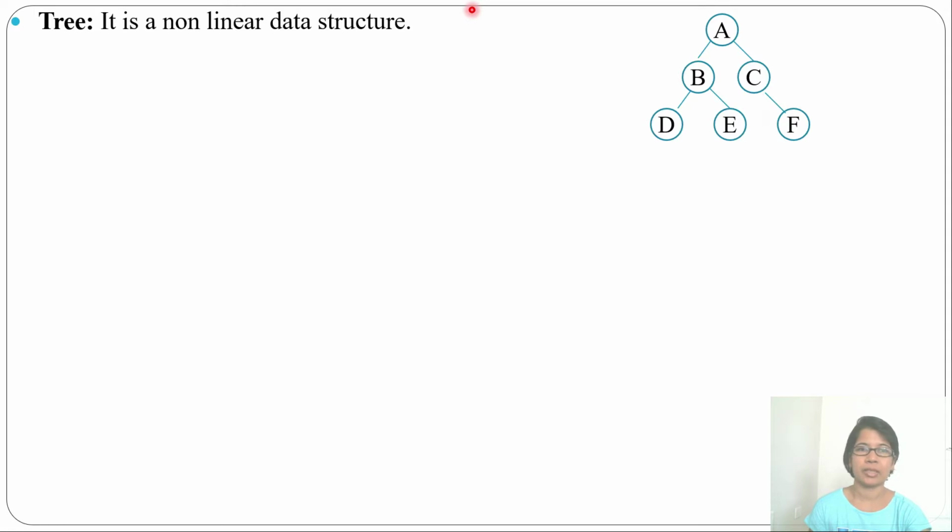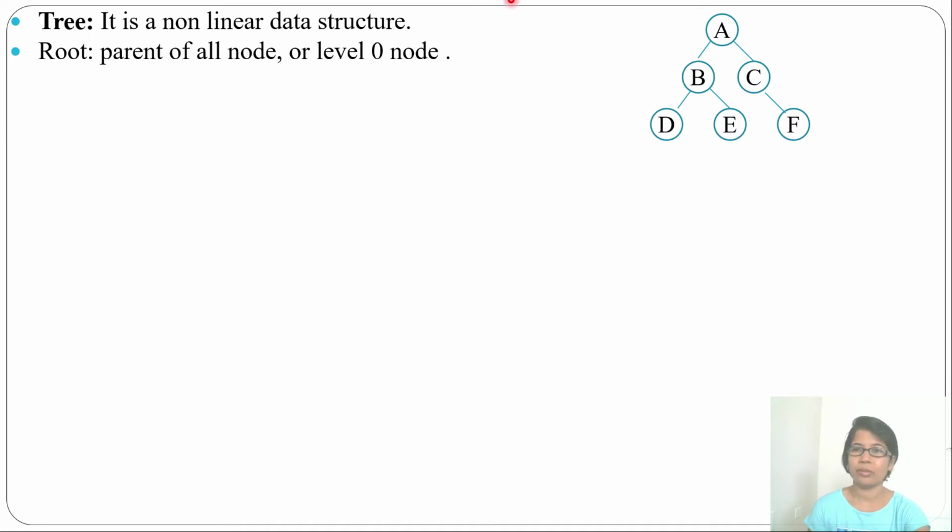You can say it is a non-linear data structure. Array, stack, queue, and linked list are linear data structures, and a tree is a non-linear data structure. Why is it non-linear? Because it is a hierarchical structure, and all these others are linear structures. That's why it is a non-linear structure.